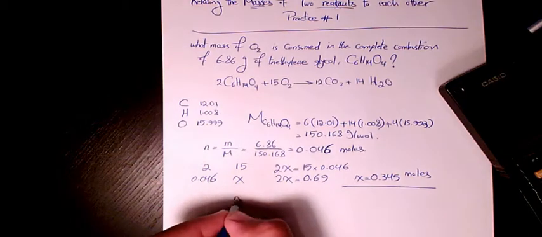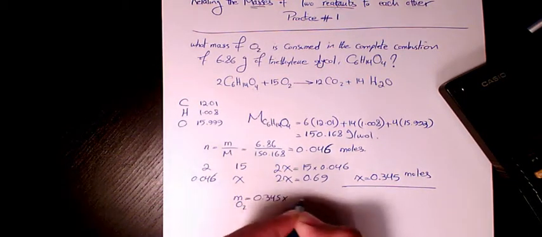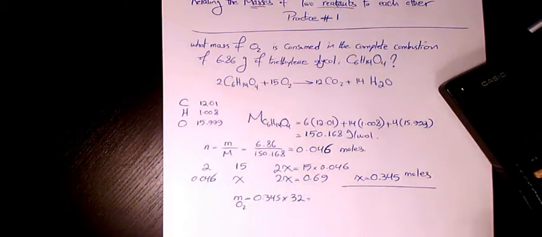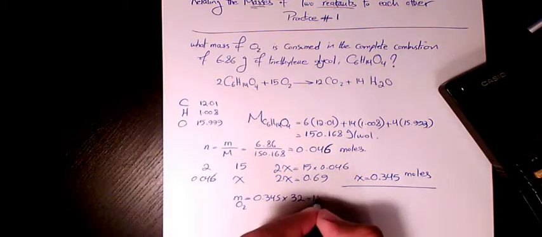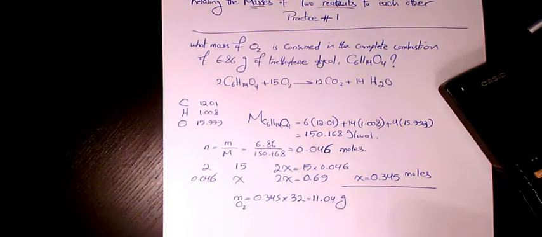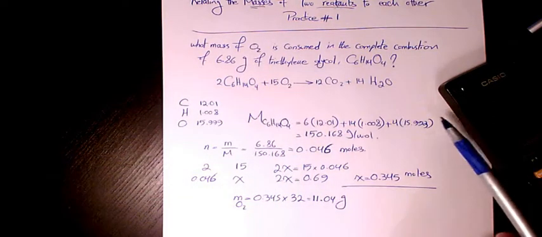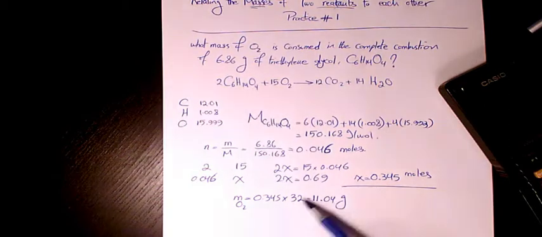How do we find the mass of oxygen? It's going to be 0.345 times 32, which is 11.04 grams. It's going to be the amount of oxygen we need in order to react with 6.86 grams of triethylene glycol. So this is the final answer.